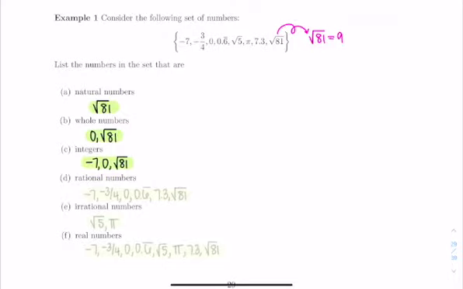Rational numbers are quotients or decimals that are repeating or terminating, plus all of the integers, the whole numbers, and the natural numbers. So we still want to include -7, 0, and the square root of 81, but now we can also add on -3/4, 0.6 repeating, and 7.3. So -7, -3/4, 0.6 repeating, 0, 7.3, and the square root of 81.